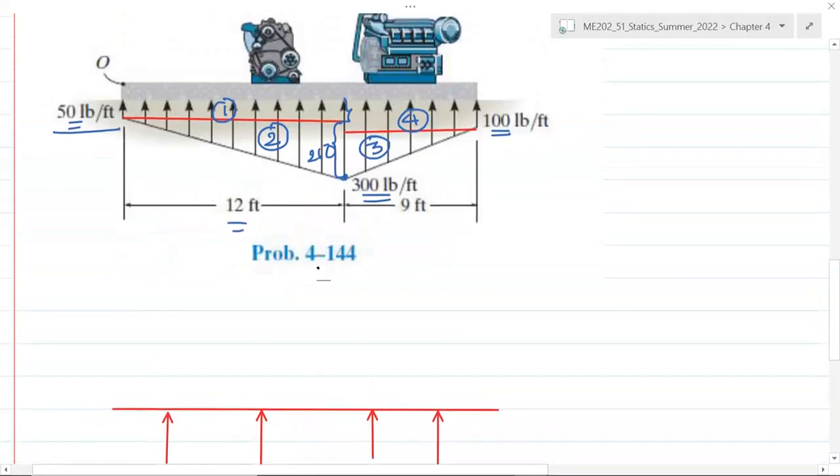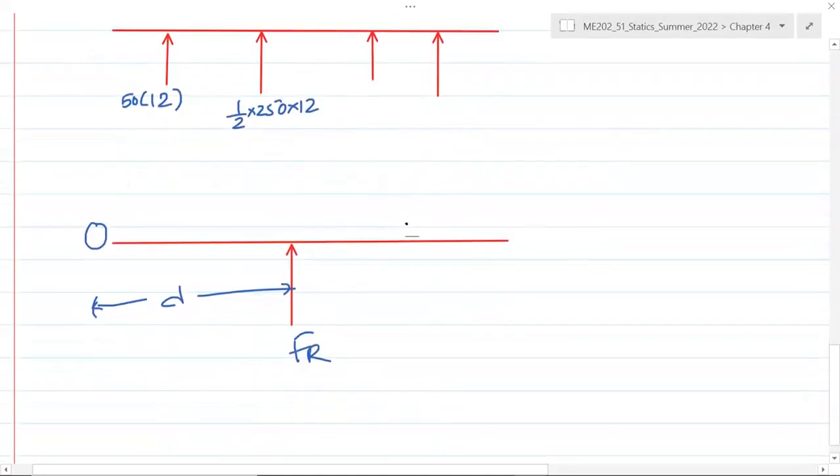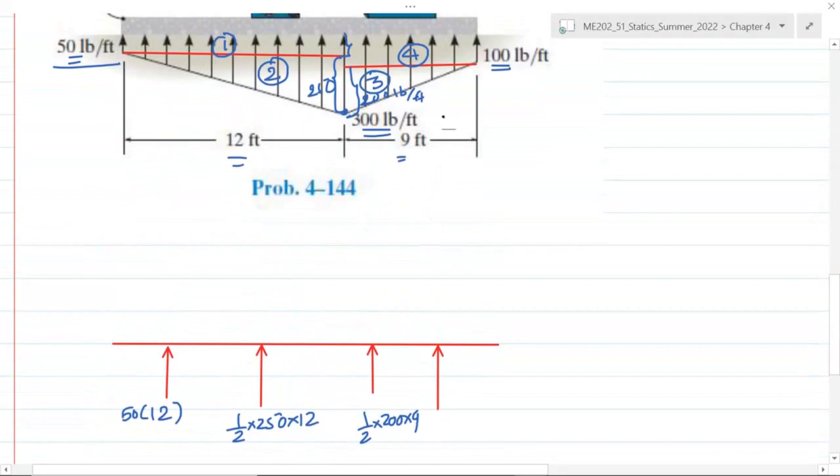Third is again a triangle, so this time the height is 300 minus 100, so it's 200 pound. So it's 1/2 times 200 times 9. And the last one is the rectangular distribution, which is 100 times 9.